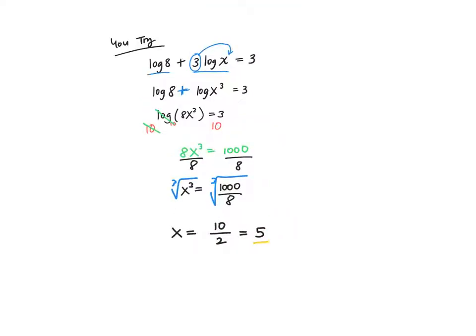So remember, we need to check to see that our solution gives me a positive argument. So go back to the original. Notice this is the only argument that has a variable in it, and 5 is a positive argument. So therefore x equals 5 is your final answer.